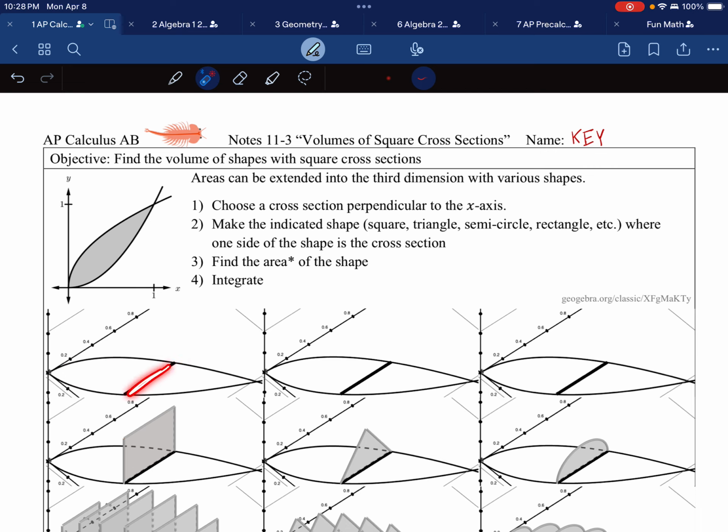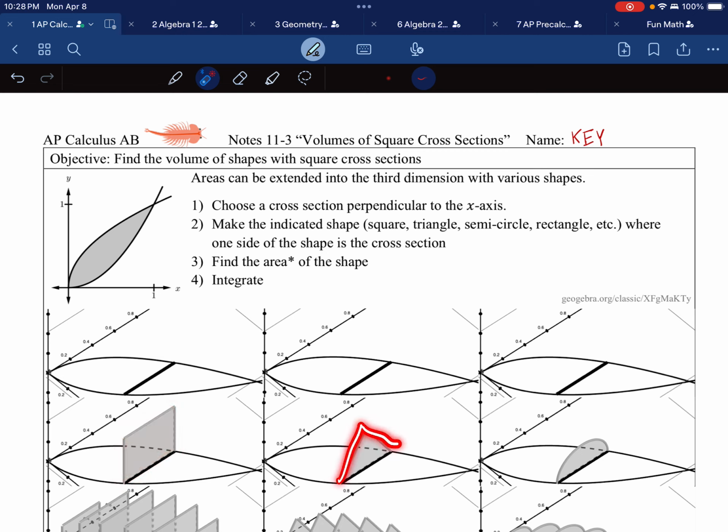And then typically this cross-section is perpendicular to the x-axis, although it could be a cross-section that's perpendicular to the y-axis. So instead of drawing the line like this, I could be drawing the line like this so that it would cross that y-axis. But generally, they're always going to be like this. And then it will ask you to pop that shape up into the third dimension by making a certain shape. So from this line, we're going to pop this shape up to make a square.